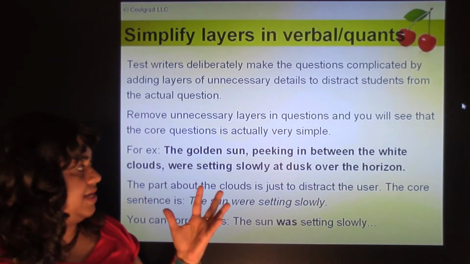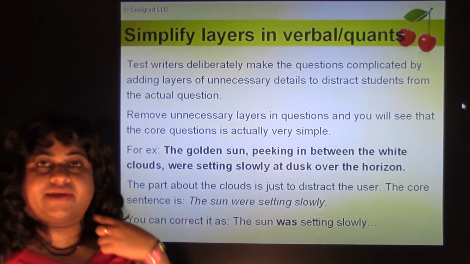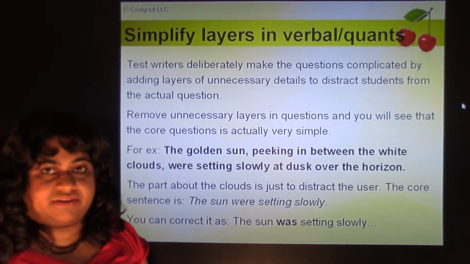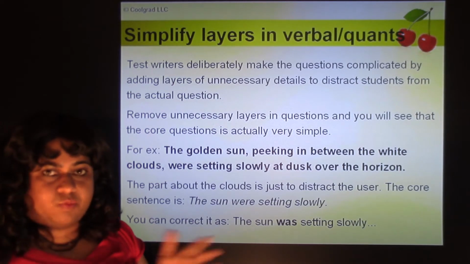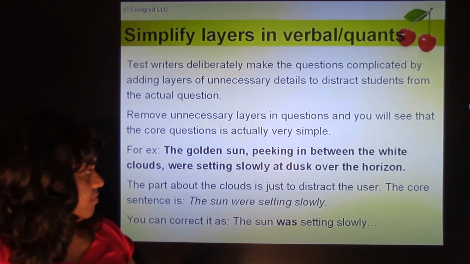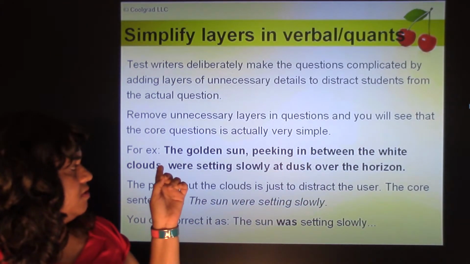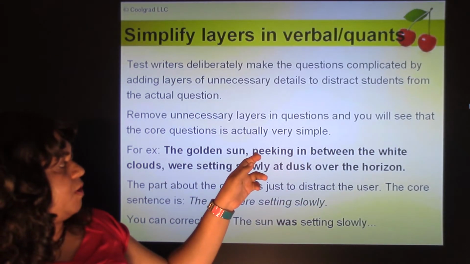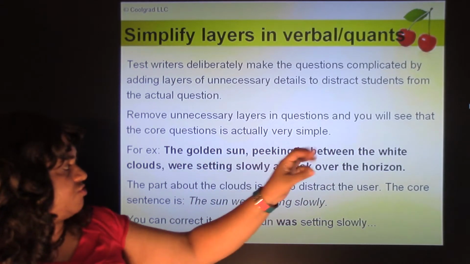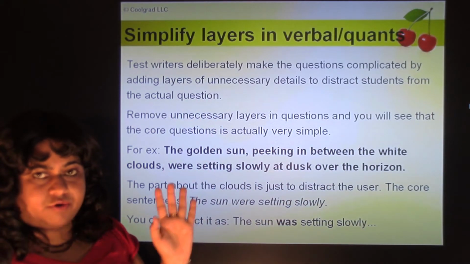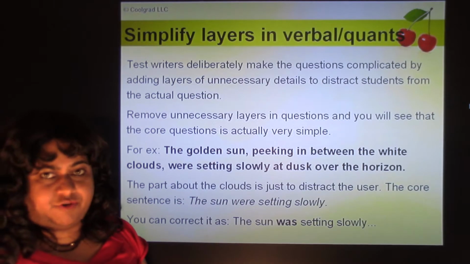So if you look at the whole sentence, it might be very hard to identify the mistake in the sentence. So remove the unwanted parts, the layers. So, the golden sun peeking in between the white clouds. Is there anything wrong in this part, peeking in between the white clouds? Just try and eliminate that part, okay? Put that aside for now.